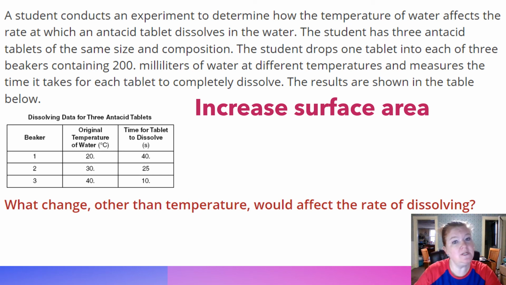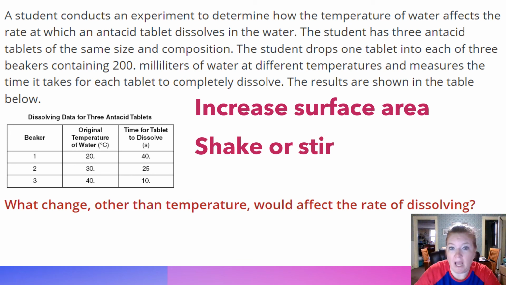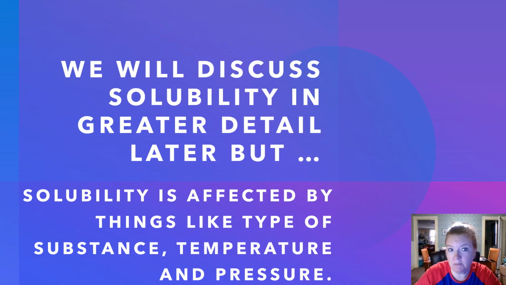If I wanted to increase it, I'd have to say increase surface area. But if I want to change it, I could just say surface area. I could shake it or stir it, right? That's what we talked about, changing the rate of dissolving: temperature, surface area, agitation, shaking or stirring. We're going to discuss solubility in greater detail, but as a little hint, solubility is affected by things like the type of substance, temperature, pressure, and so on.